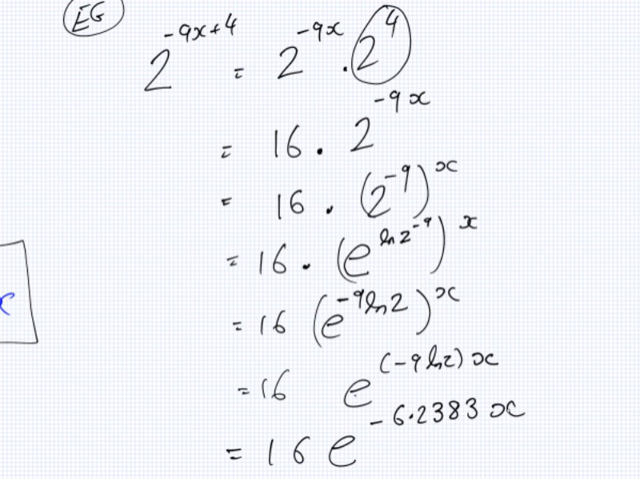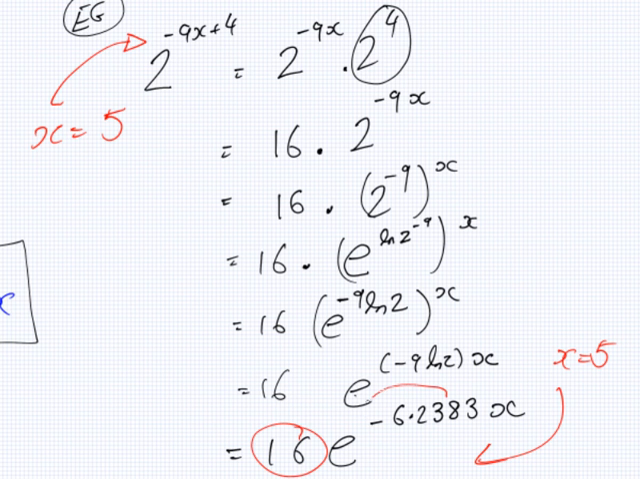So you could test this on your calculator. You could pick a number for x, for example 5. If you put x equals 5 in here, and if you put x equals 5 in here, you will get the same answer. Now it won't be exactly the same because I had to round here. In fact, this answer is more accurate, but they'll be the same. So I found the A and the K.